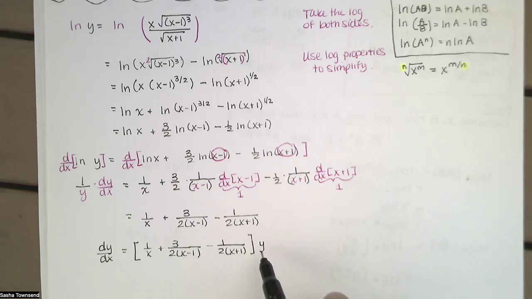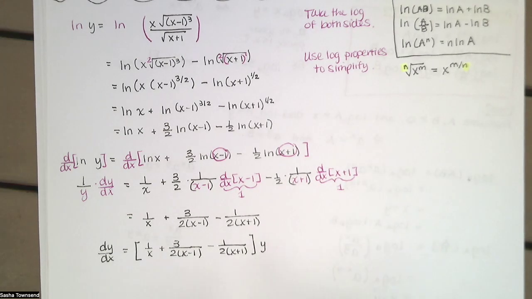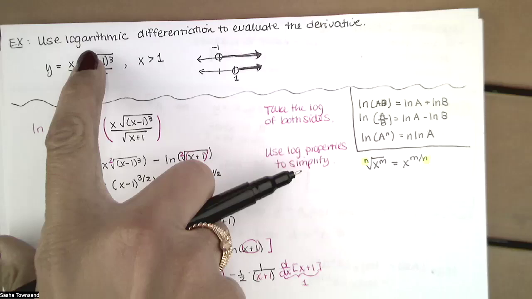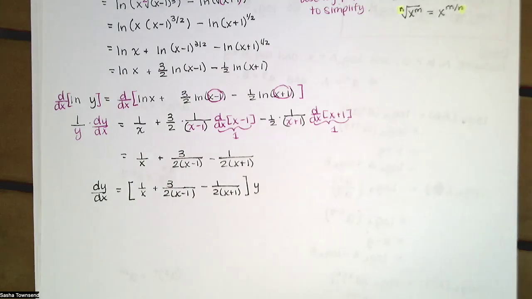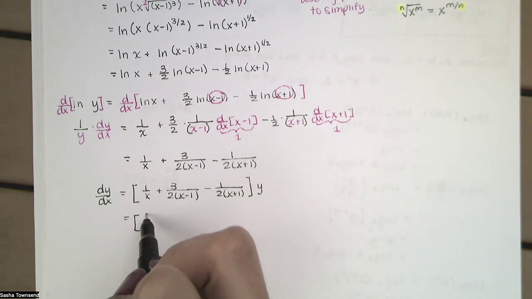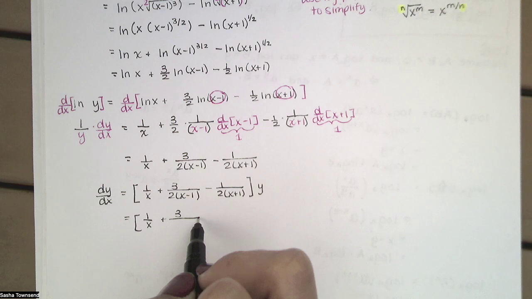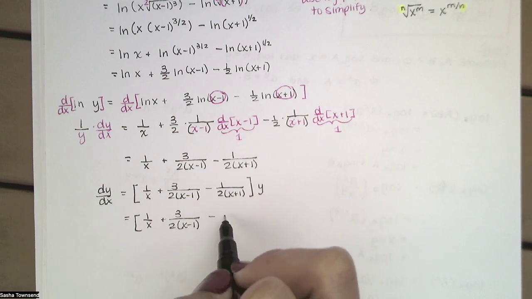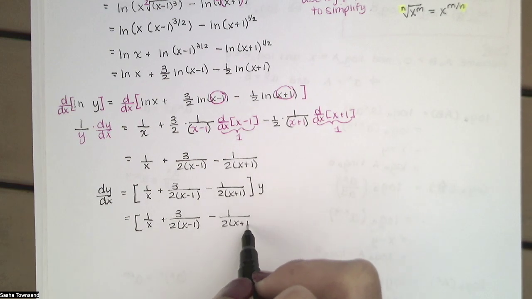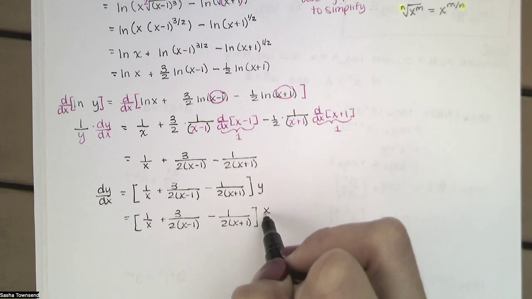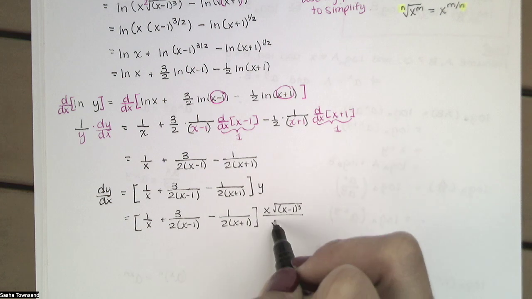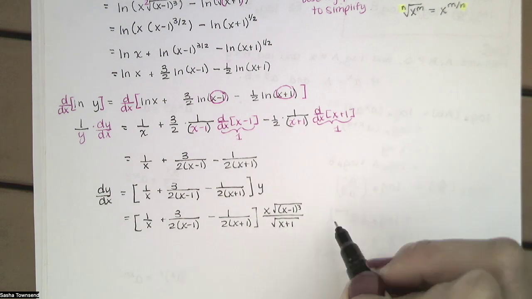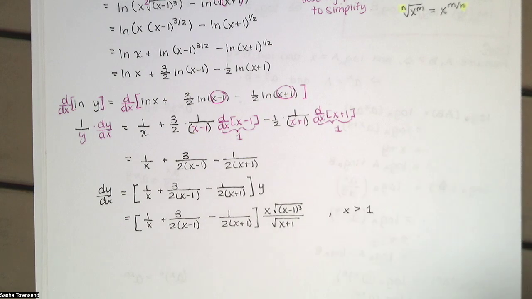times y. You would say, okay, well, I don't want my answer in terms of y. I want my answer in terms of x only. Well, what was y? Remember what we started with. Y was this expression. So we can replace y with this, and we'll get our final answer in terms of x only. So you have 1 over x plus 3 divided by 2 times the quantity x minus 1 minus 1 divided by 2 times x plus 1. And y is x times the square root of x minus 1 cubed, all divided by the square root of x plus 1. So that's our derivative for all x greater than 1.